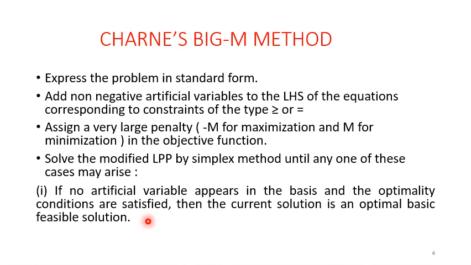For every maximization problem, all Cj minus Zj values should be less than or equal to 0. For all minimization problems, the Cj minus Zj value should be greater than or equal to 0 for the optimality condition to be reached. So that remains the same here. If in the end, in the solution, there are no artificial variables appearing in the basic solution or in the basis, and the Cj minus Zj or the optimality conditions are satisfied, then the current solution is an optimal basic feasible solution. Clear cut solution. It's the optimal basic feasible solution.